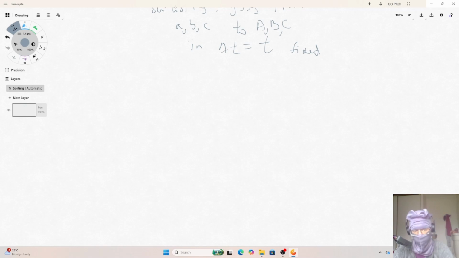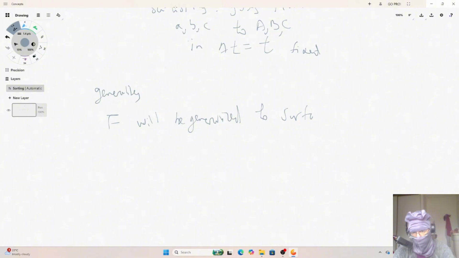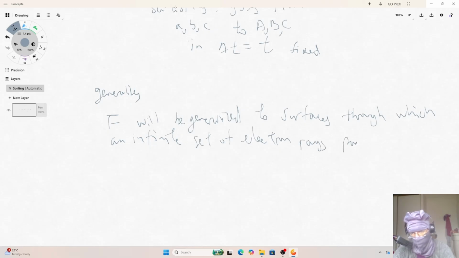It's time to generalize. So let's say that the functional will be generalized to surfaces through which an infinite set of electron rays pass through perpendicularly.